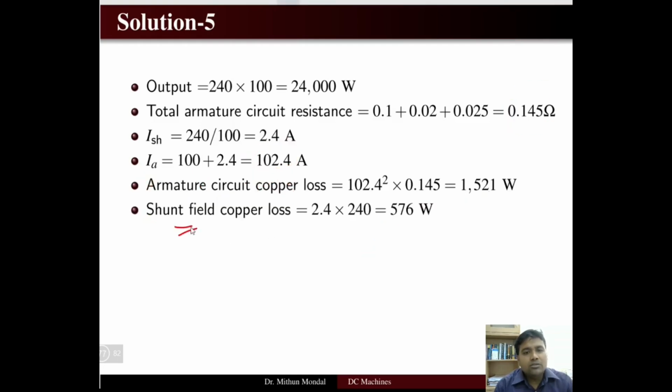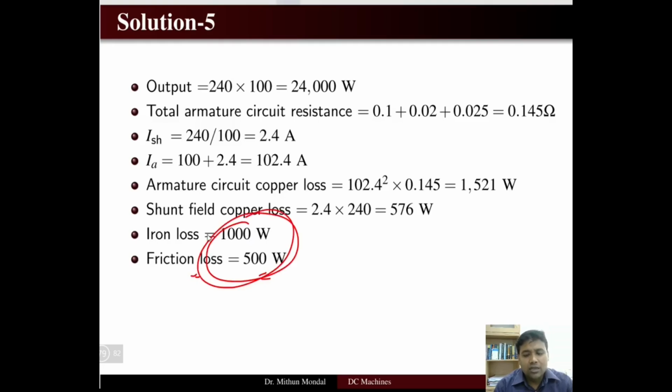Shunt field copper loss, you just determine what is the shunt field copper loss. So 2.4 ampere is the current which is flowing in the shunt Ish, and the voltage of the load VL you have to multiply. You will be getting the shunt field copper loss as 576 watt. Iron loss is given to be 1000 watt and friction loss is given to be 500 watt. So this information is already given in the question.